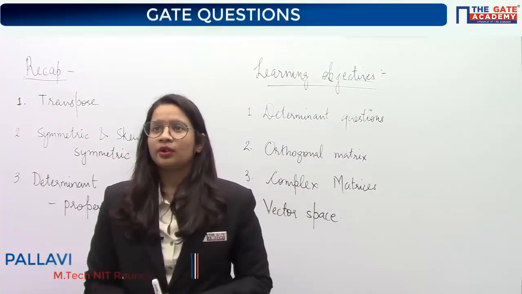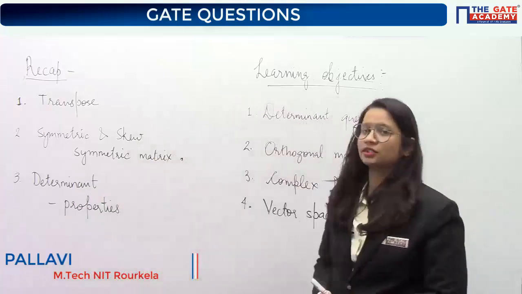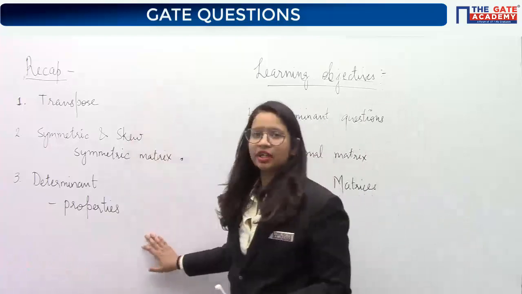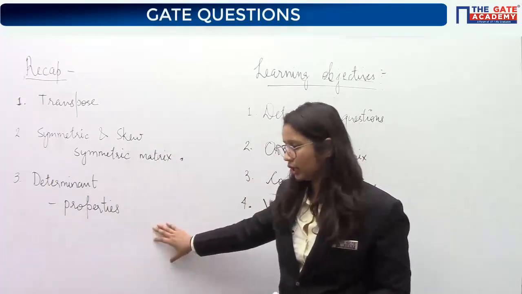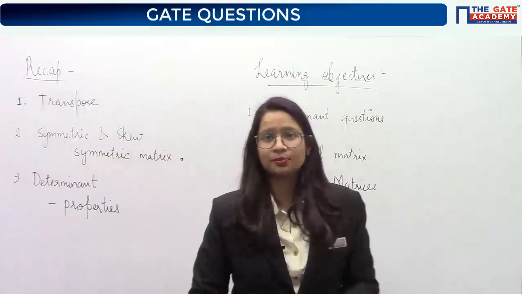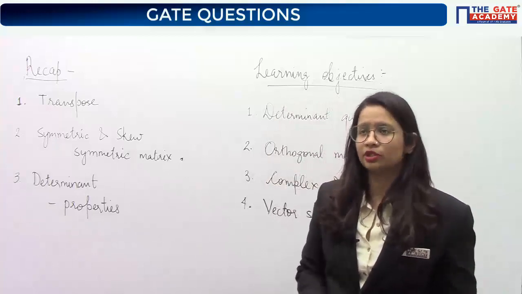Very good evening to all of you. Let's start with today's lecture of engineering mathematics, lecture 3, linear algebra. First of all, let's discuss what we have studied in the last class. For those who were not present, last class we discussed what is transpose. Transpose is obtained by interchanging rows into columns and columns into rows.